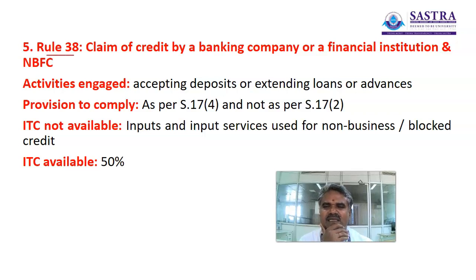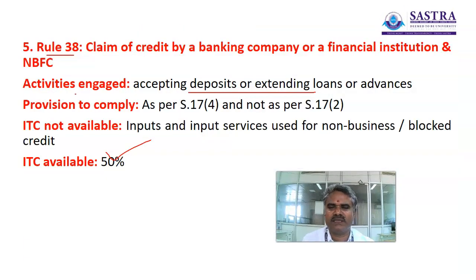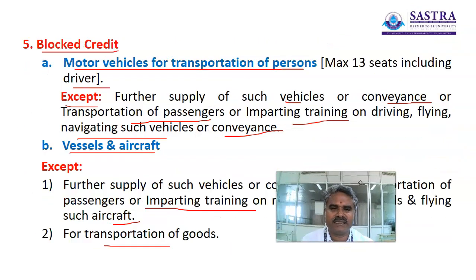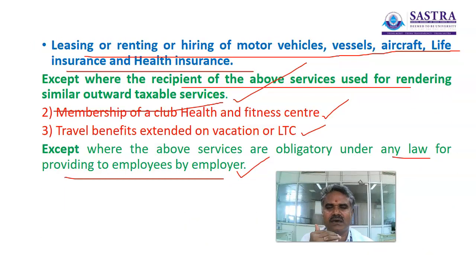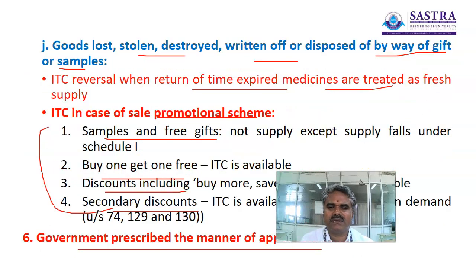Rule 38: claim of credit by banking company or financial institution. Activities in case they accept deposits, 50%. Already we discussed. So this is what blocked credit is. In ITC, blocked credits are very important. So you have to understand what are all the credits that are not eligible to claim.